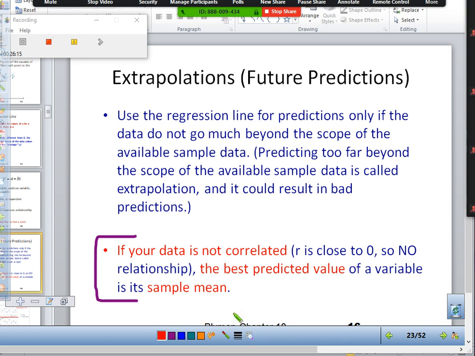The other thing to comment on is, again, reminding yourself that if your data is not correlated, so you did not reject H0, then the best predictor is the sample mean. There's no correlation at all. For example, height and scores on the test are not at all correlated. So my best guess at somebody's score on the test is the mean score on the test, because there's no correlation.